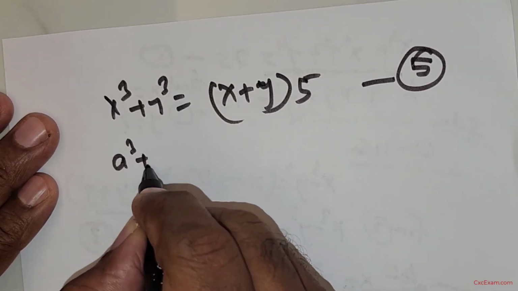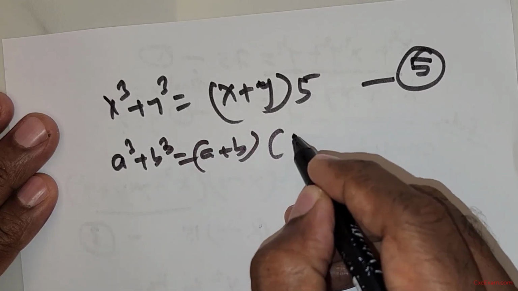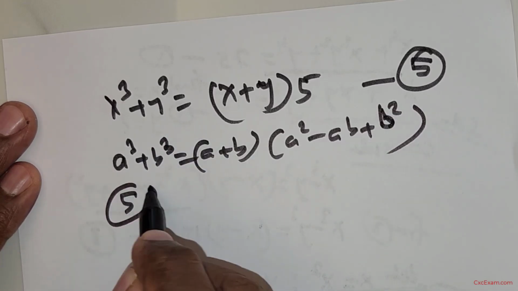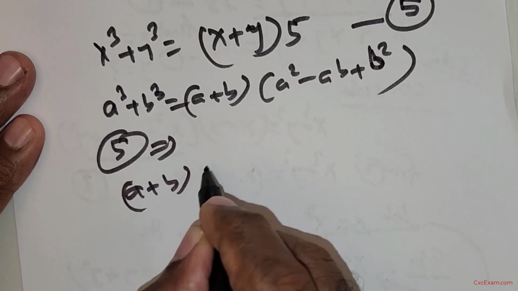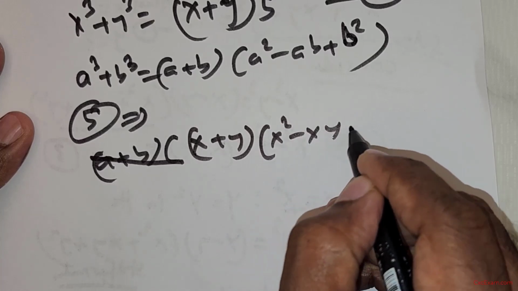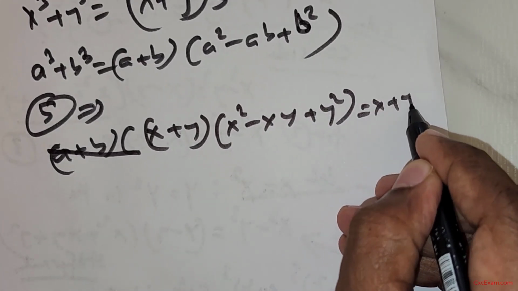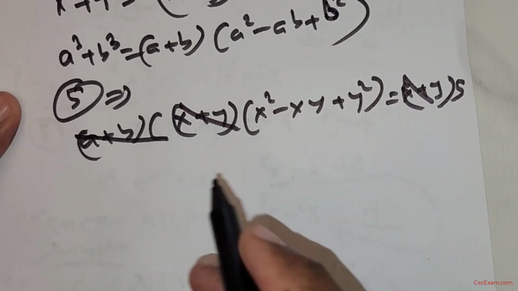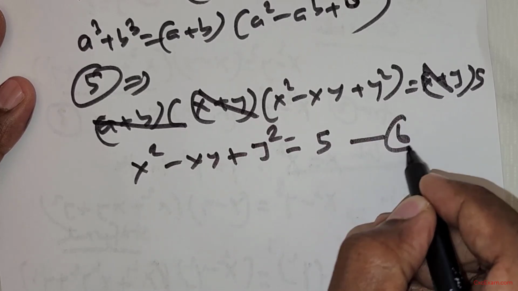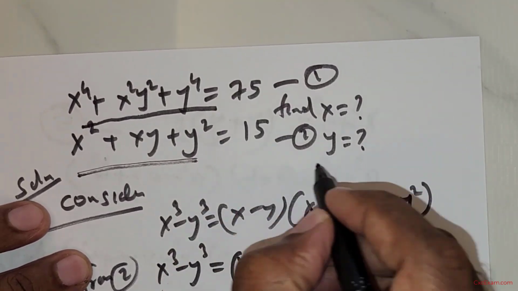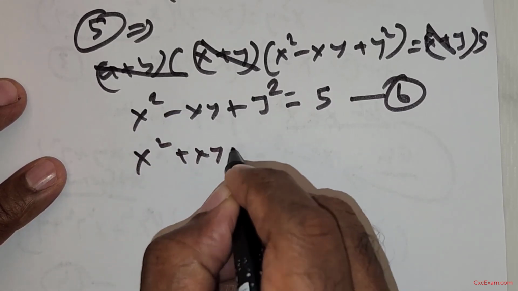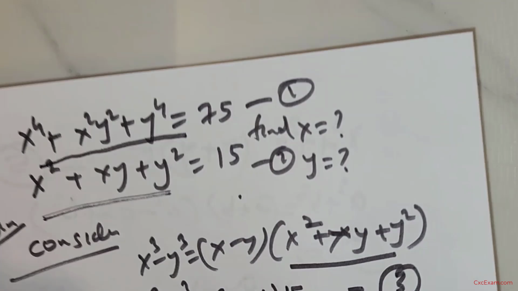Now we know a formula. What is that? a cubed plus b cubed is (a plus b) times (a squared minus ab plus b squared). So I can rewrite x cubed plus y cubed as (x plus y) multiplied with (x squared minus xy plus y squared), which is equal to (x plus y) multiplied with 5. x plus y goes away. You get x squared minus xy plus y squared is equal to 5. I take this as 6. Now already you have this 2, so I'm going to place 2 there: x squared plus xy plus y squared is equal to 15.